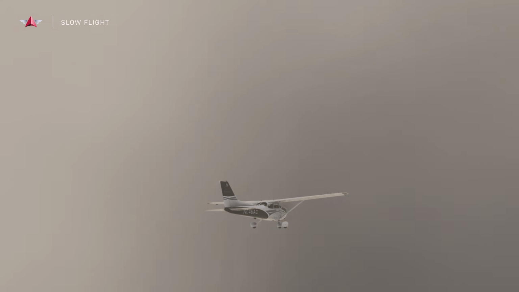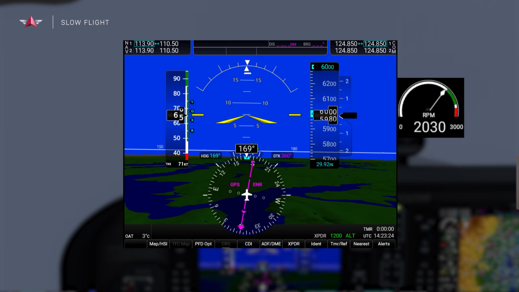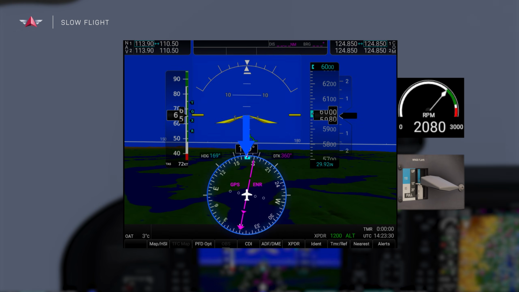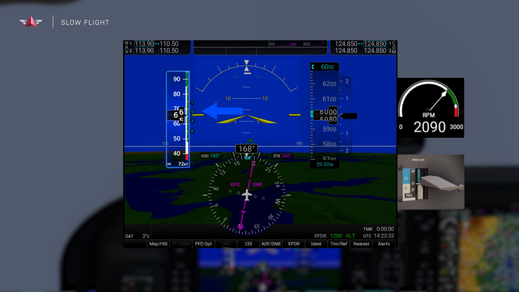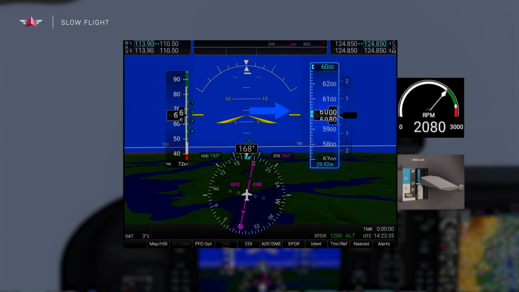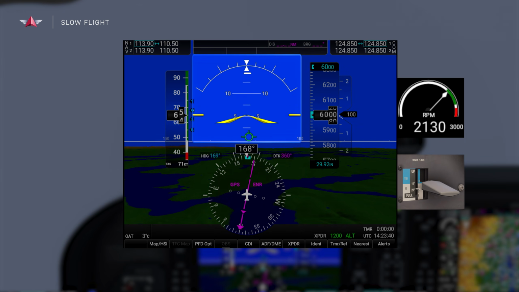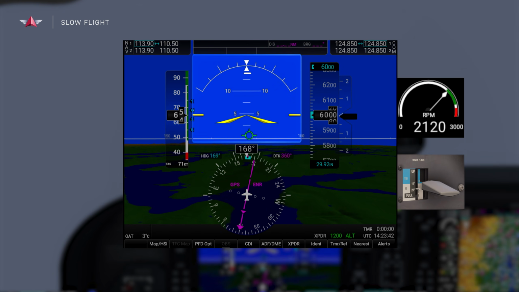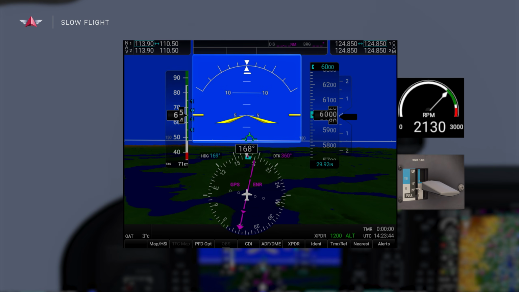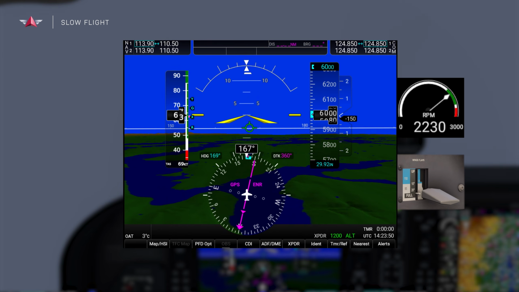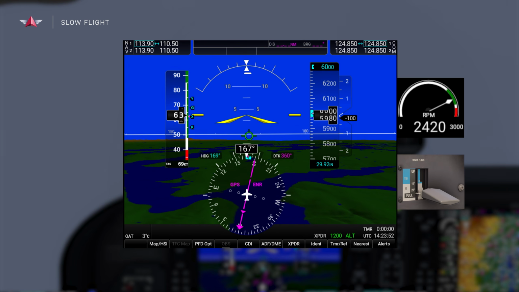I can now also elect to extend the flaps. Let's do that now. Flaps 10. Increase in power and pitch down a little bit. Scan the T and make sure we're all good. Nice job. Flaps 20, same thing. Increase power, pitch down, and scan. Here we go. Final flaps 30, increase power and pitch down. There we go. Good job.